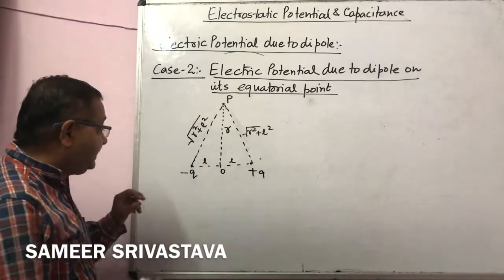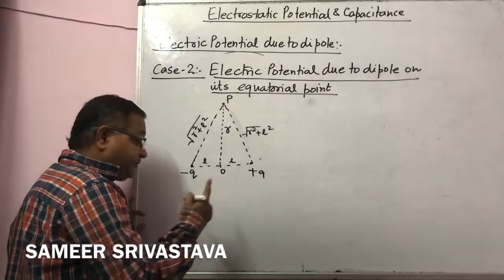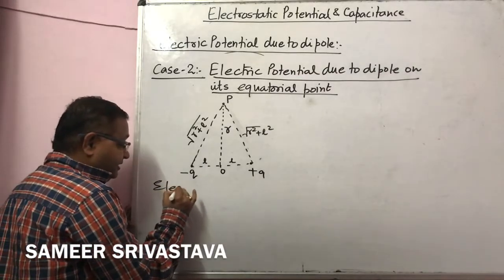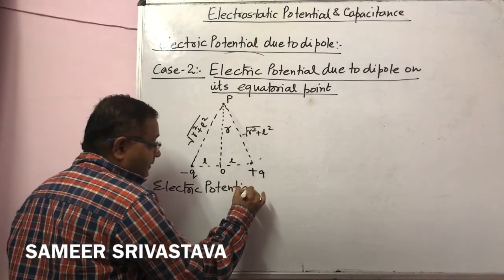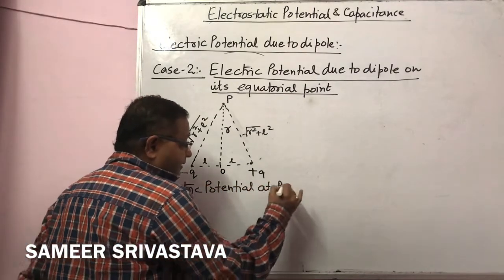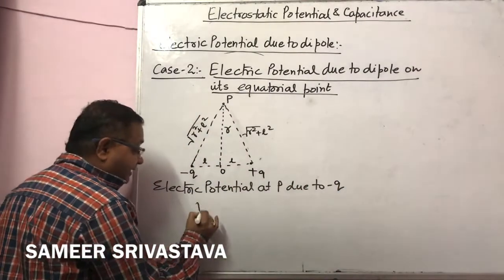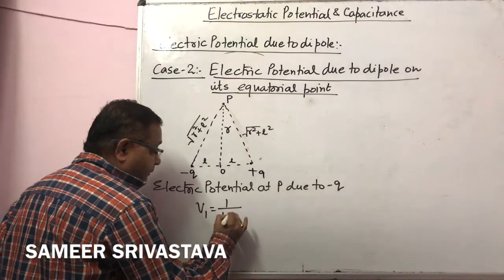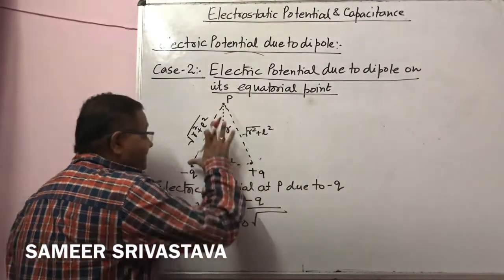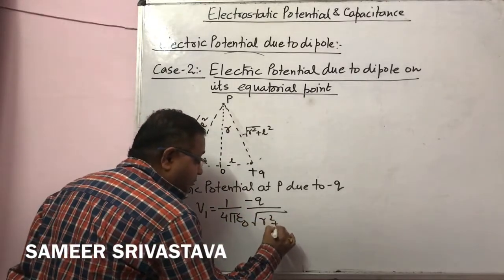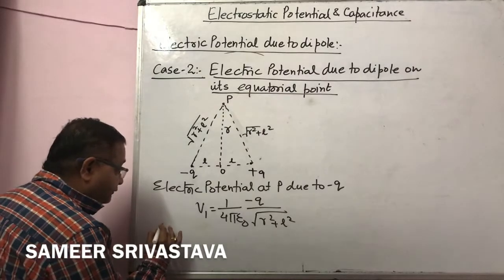Okay. Now again we have to find the electric potential at point P due to the negative charge minus q. What do we write? V1 is equal to 1 upon 4 pi epsilon naught minus q upon the distance, under root r square plus l square.